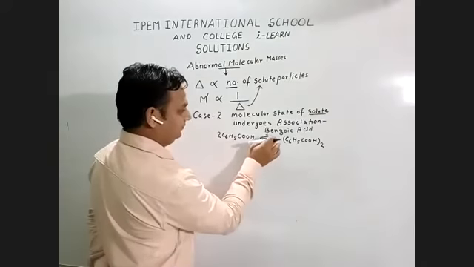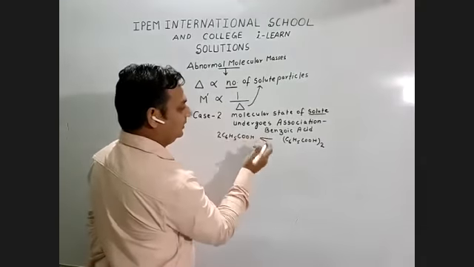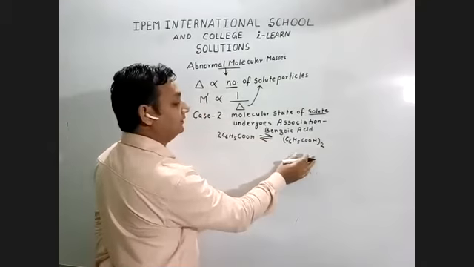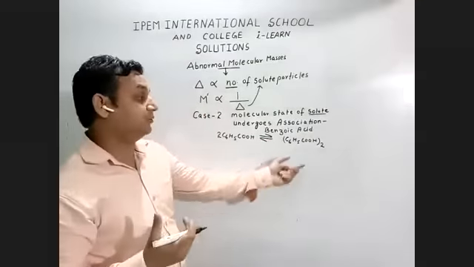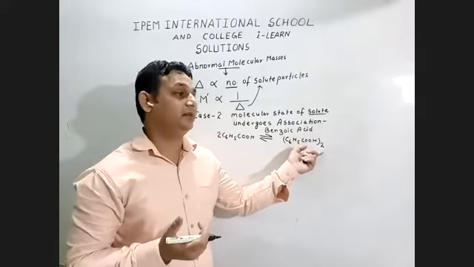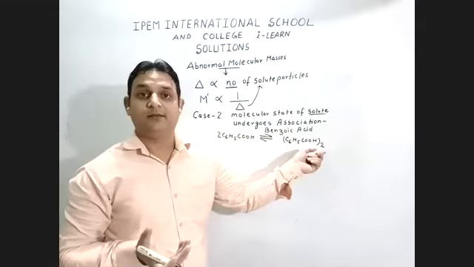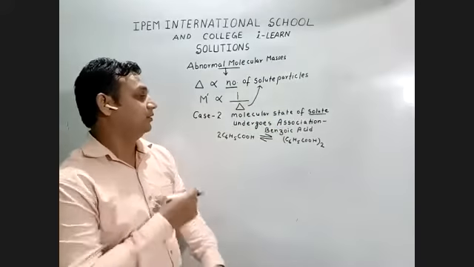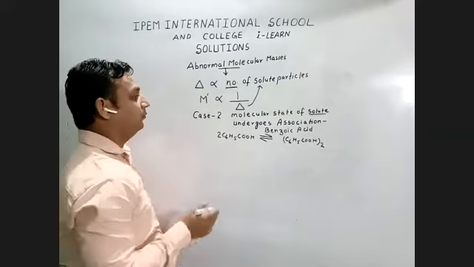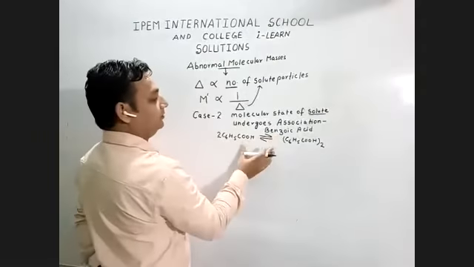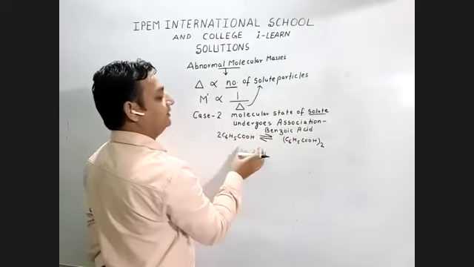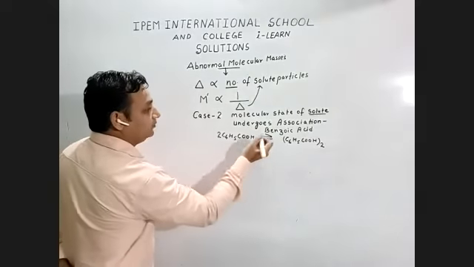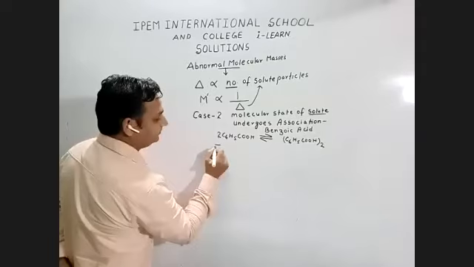If three molecules combine, they give you a trimer; four molecules combine together, associated, a tetramer. All right, so association is going on. So now in association, what will happen, taking the example of benzoic acid, which is a dimer here, which undergoes association.